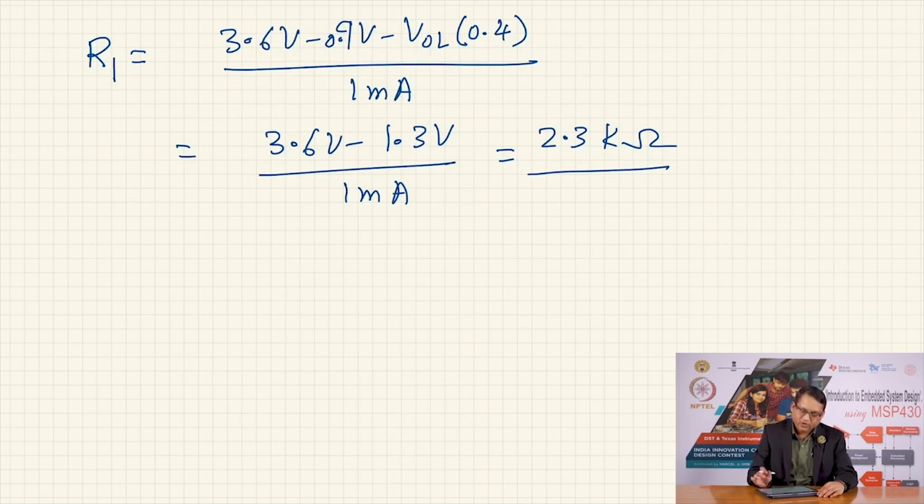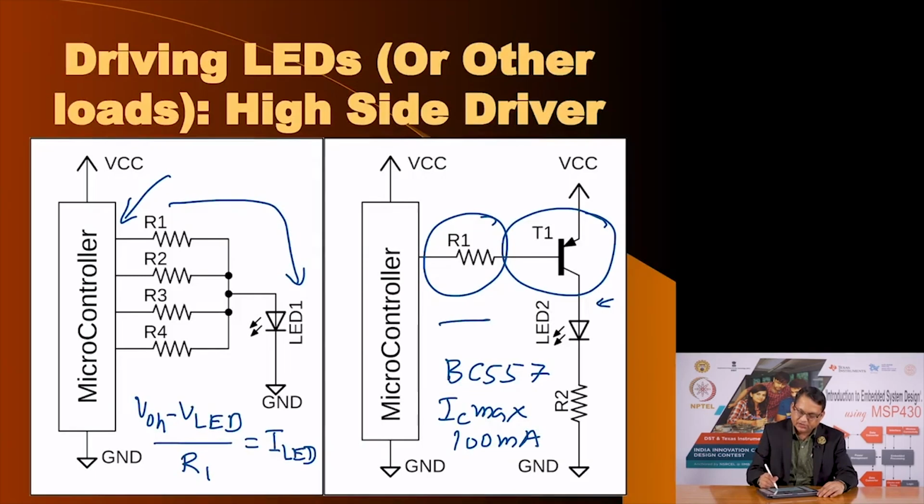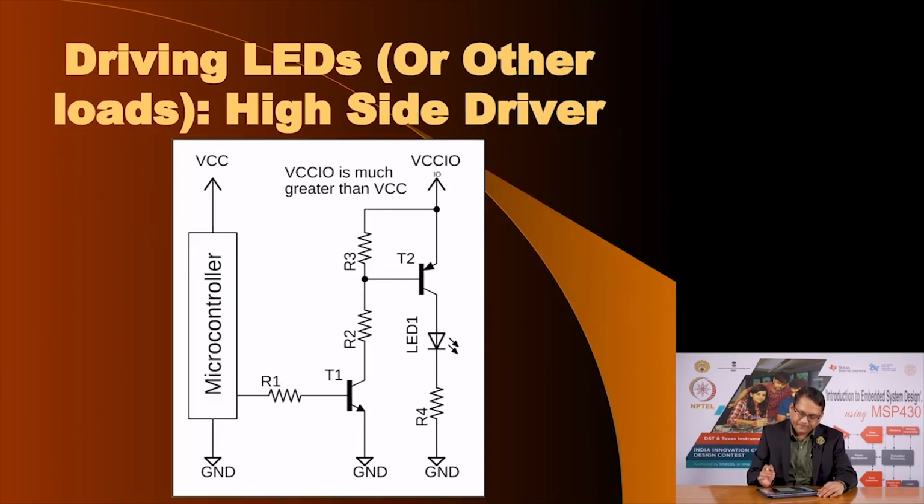This is the way to control a high side switch. This is the high side switch, and this is the way to calculate the value of the base resistor. We already saw the way to calculate the value of the series resistance. Let us see what other configurations we have.